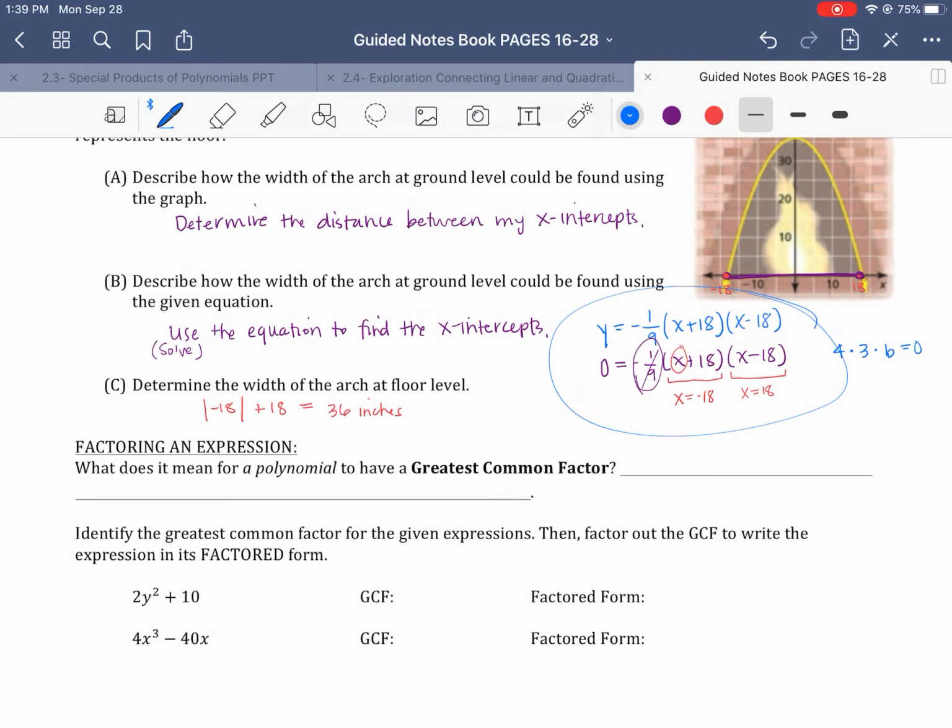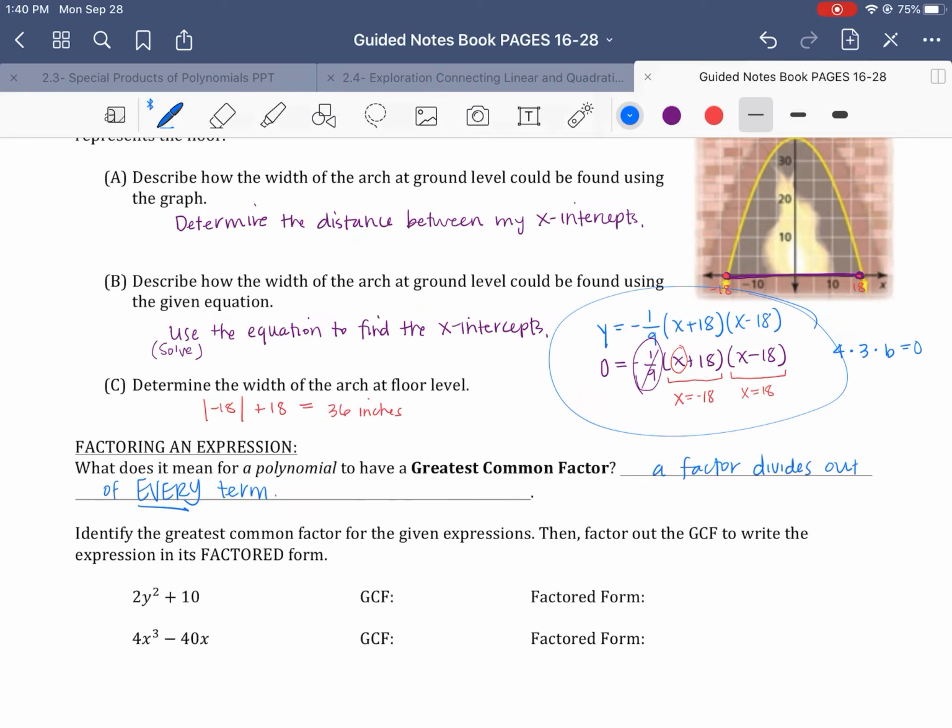So it says, first of all, what does it mean for a polynomial to have a greatest common factor? Well, that means that there's something that divides. The greatest value that divides out of every single term is our greatest common factor. I know this doesn't make sense grammatically, but we're going to say a factor divides out of every term. And when it says greatest, you're going to use the biggest one.